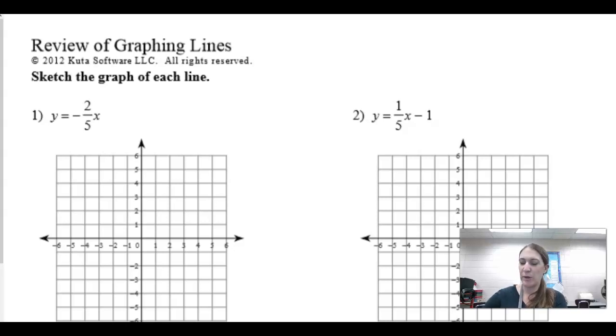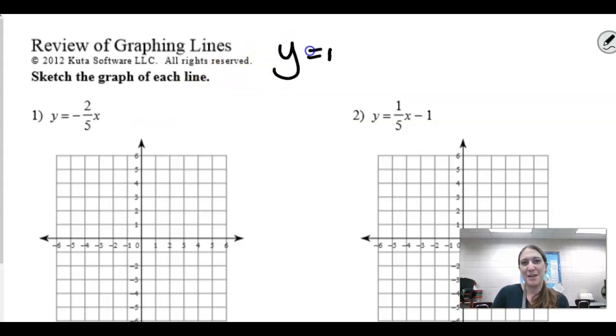Hey guys, this is a quick review on how to graph lines, and this is a topic that you saw in your previous algebra classes and again in your geometry class last year. So we're going to focus on graphing lines in slope-intercept form and also vertical and horizontal lines for now. So just a quick recap.